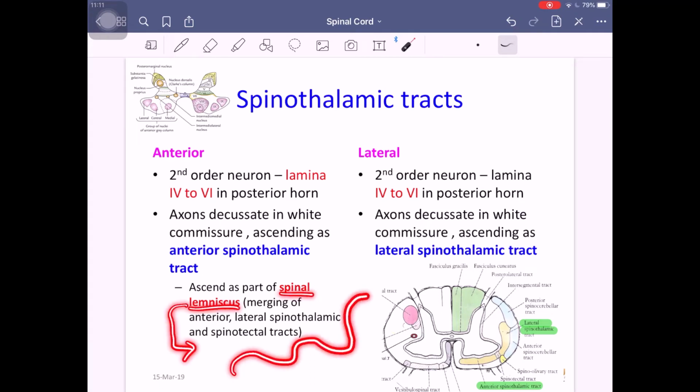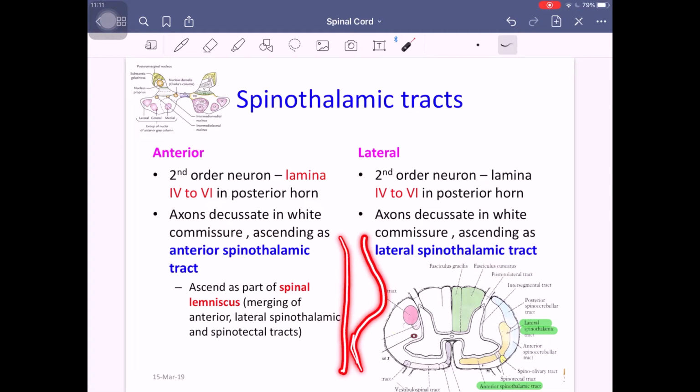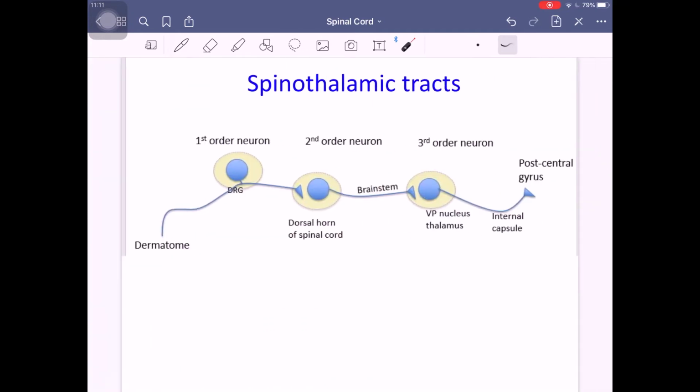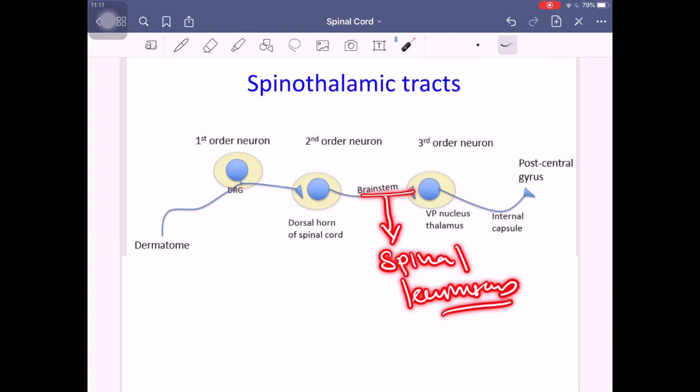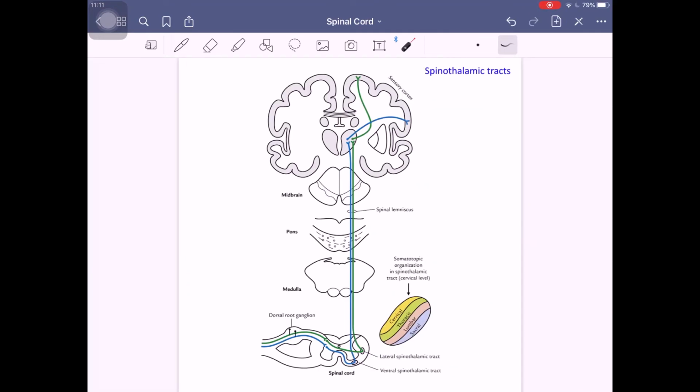Now why the word lemniscus is used: I told you lemniscus means something like a ribbon. So it is not going straight; instead of going straight like this, it is turning and going this way. That is the reason it is called a lemniscus. So in this case, we have reached here. This was your lamina 4 to 6 or nucleus proprius, and then from there it has crossed. Before it reaches your brainstem, it has already crossed. So both have crossed, and then after crossing they ascend. This part is what we call the spinal lemniscus. Now we have got the spinal lemniscus.